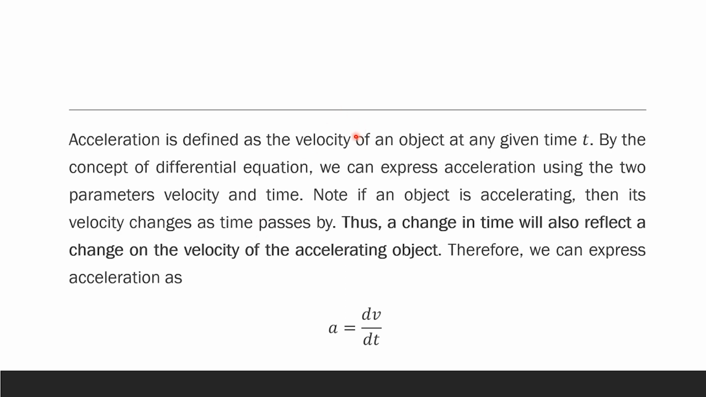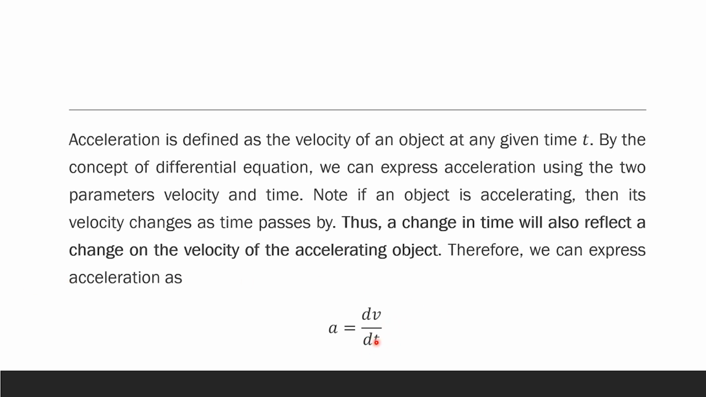So thus, we can actually express acceleration using its parameters, which is velocity and time. Note that if an object is accelerating, then its velocity changes as time passes by. Habang gumagalaw yan, depende sa acceleration mo, nag-change yung value niya, because nag-change yung velocity natin kada segundo. So thus, a change in time will also reflect a change on the velocity of the accelerating object, which, as we have discussed last time, is actually a derivative. So kung ganun yung case, pwede nating i-express yung acceleration as dv over dt.